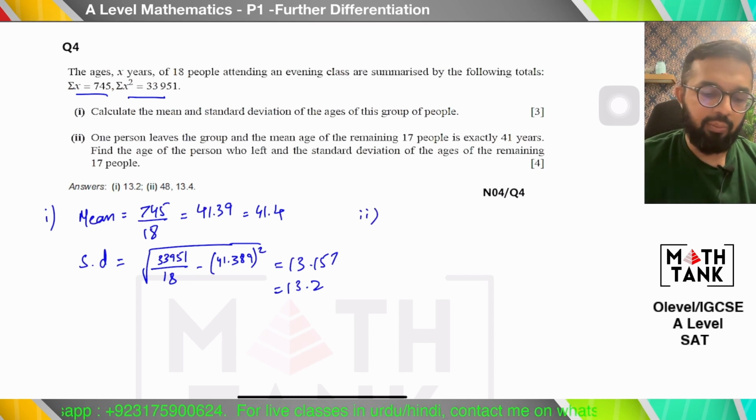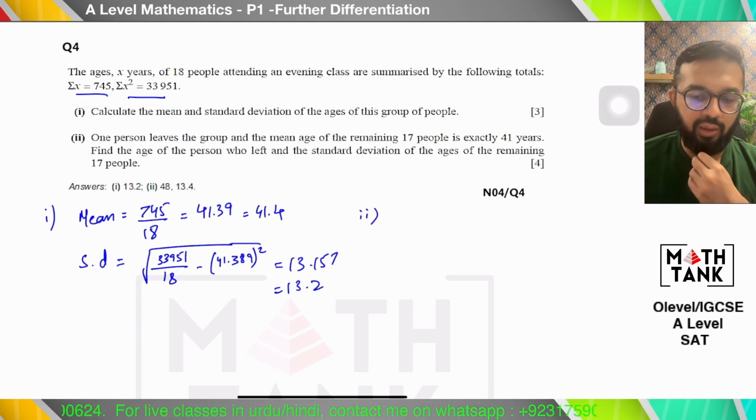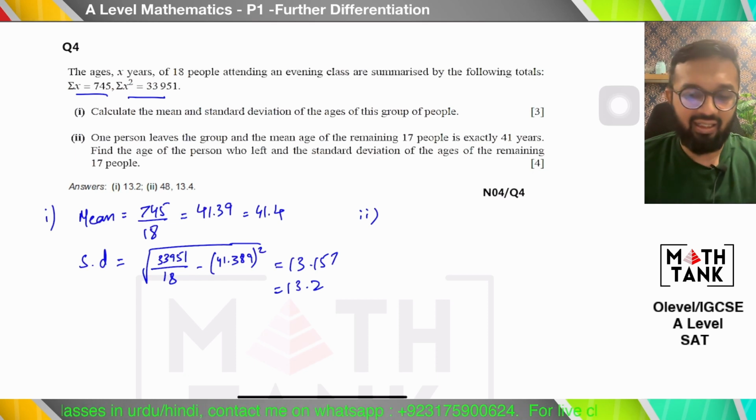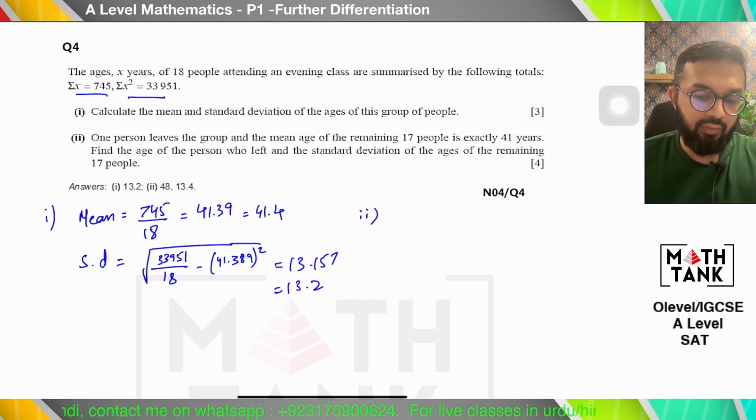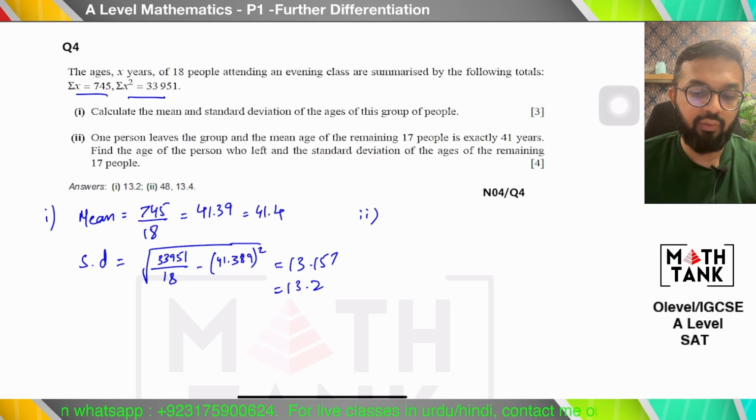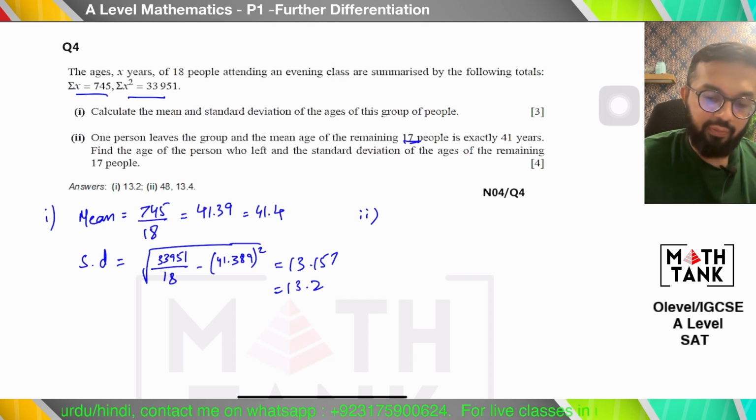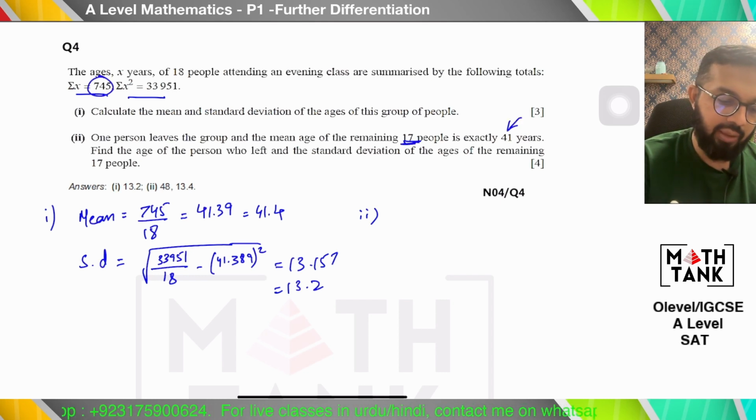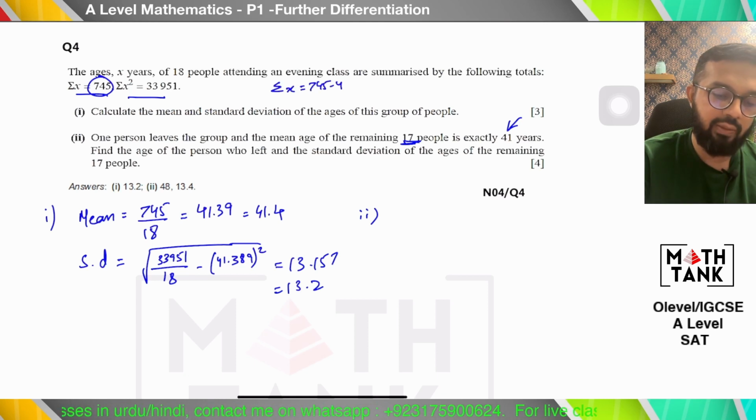Then part 2 says one person leaves the group and the mean age of the remaining 17 people is exactly 41 years. Find the age of the person who left and the standard deviation of the ages of the remaining 17 people. Okay, so one person leaves the group, so I have a total of 17 now, and his age was exactly 41 years. So this sum must have changed. So the new sum would be sum of x equals 745 minus 41.